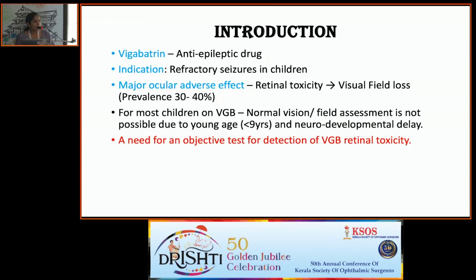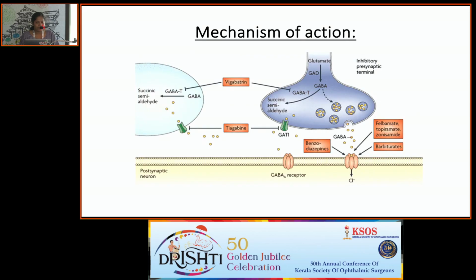But the major ocular adverse effect is retinal toxicity, which is manifested as visual field loss and is estimated to have a prevalence of about 30 to 40%. But for most children on vigabatrin, a normal vision or field assessment is not possible due to their young age or neurodevelopmental delay. So there is a need for an objective test for the detection of the toxicity.